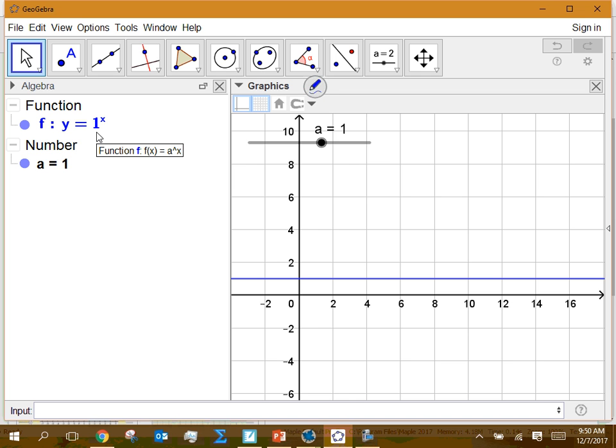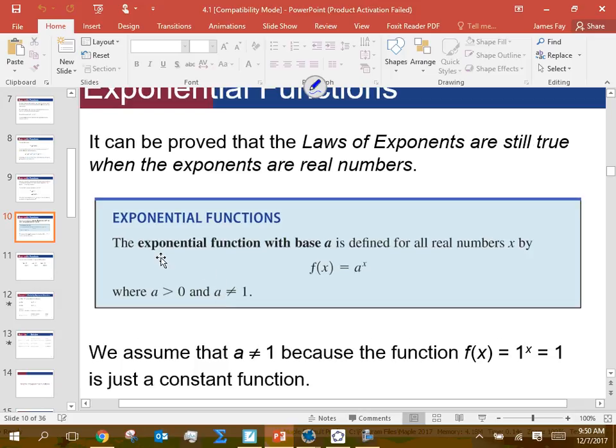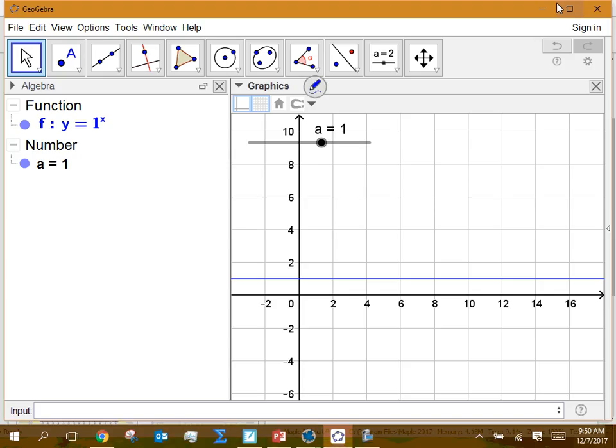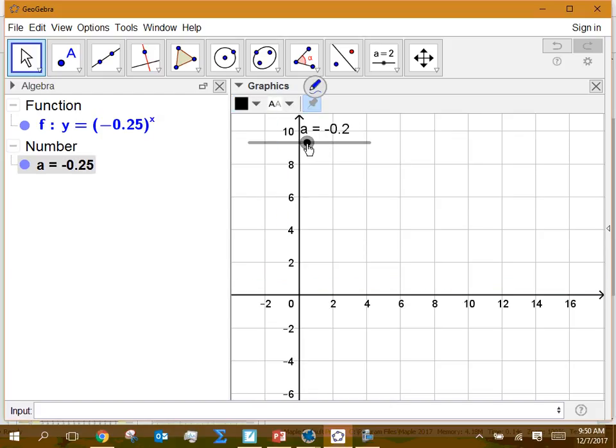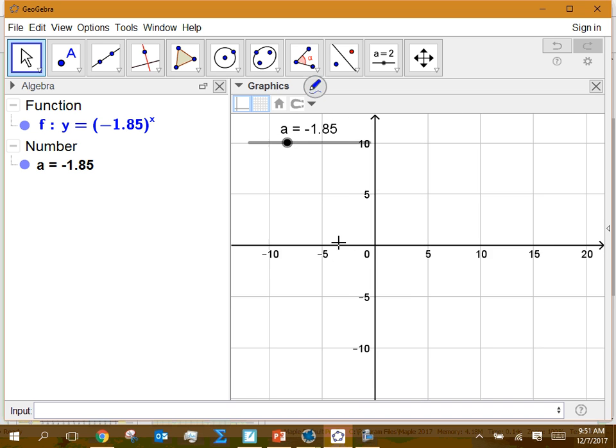So horizontal line. If you go back to the PowerPoint, we have the restriction when we define an exponential function. It says the exponential function with base a is defined for all real numbers x by f of x equals a to the x, where a is greater than 0, okay? And a cannot be 1, okay? A could be a half, it could be a fraction between 0 and 1, but it can't be 0 and it can't be 1. If it's 1, it's boring, okay? And you see that if a is negative, we have some issues, right? It disappears. And we'll talk about why eventually.